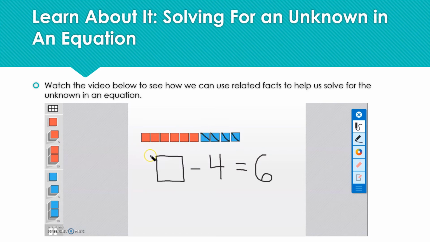If I wasn't sure what my total counters were, I could just think about it like this. I know that 6 red counters plus the 4 blue counters equals 10. So for my subtraction sentence, that must mean that I started with 10 counters in all. When I took away 4, that left me with 6 counters. You can try some more of these problems in the Try It section of your packet.